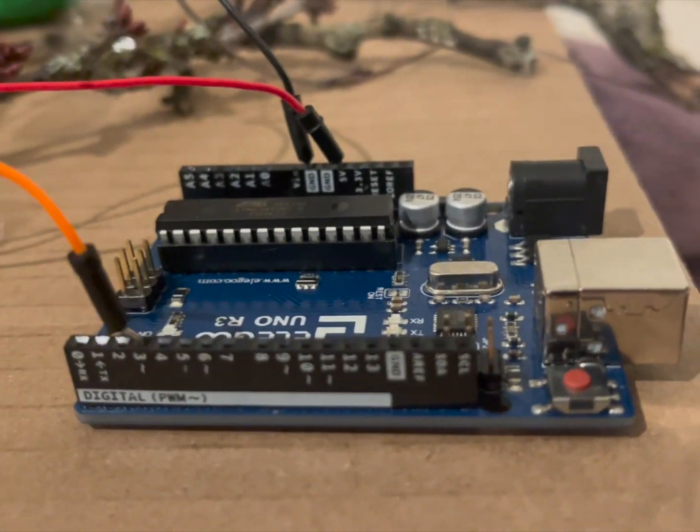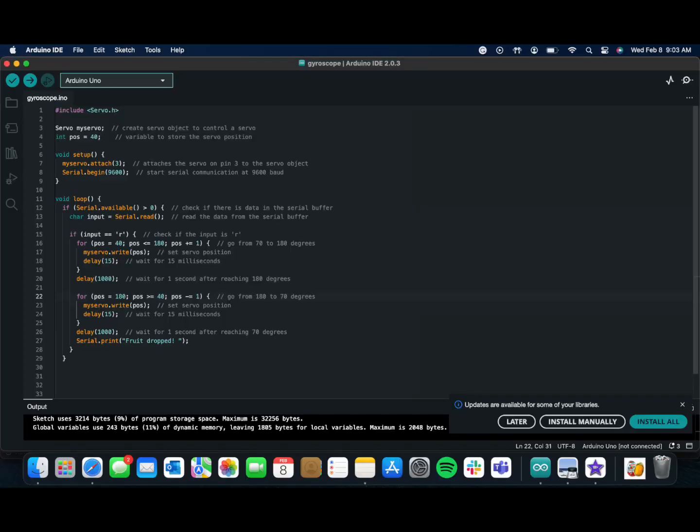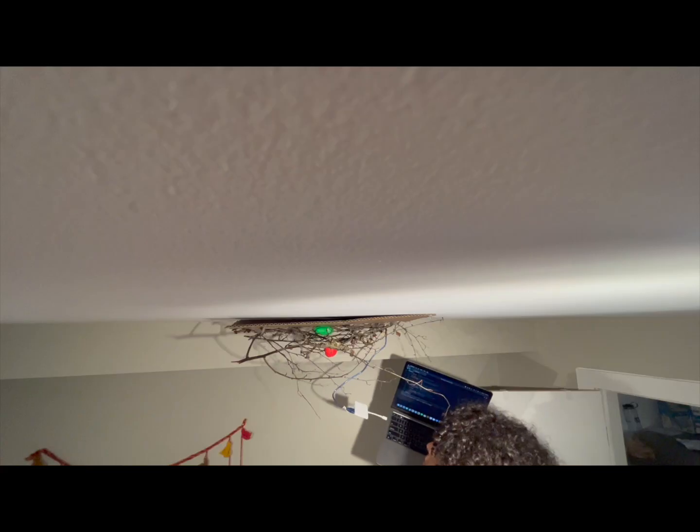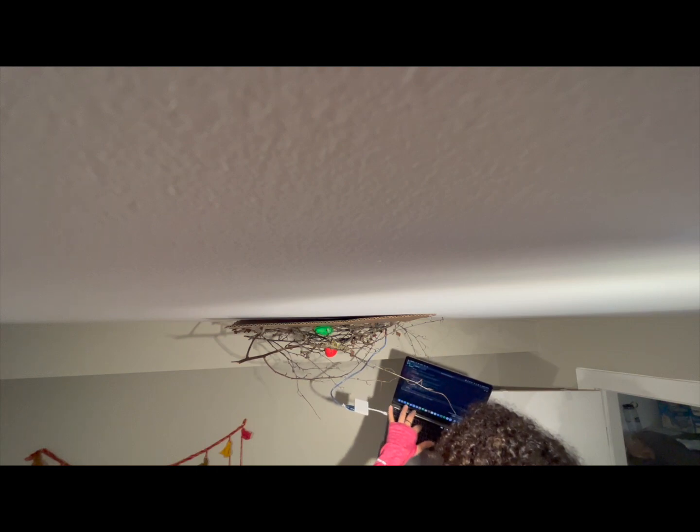The servo motor rotates as much as is specified in the Arduino code and comes back to its initial position. In my code, it rotates from 70 degrees to 180 degrees. These specifications were based on testing the prototype and finding the perfect range for holding and dropping the fruit. The user prompts the action by entering the R character.